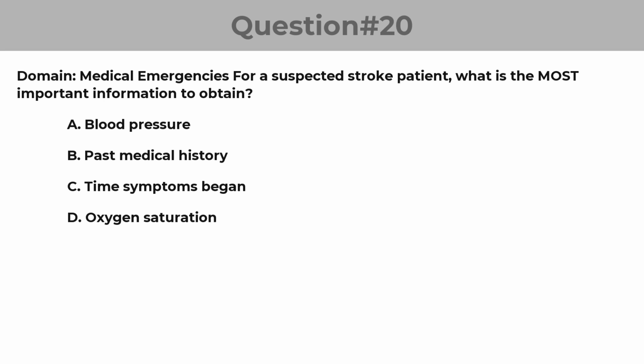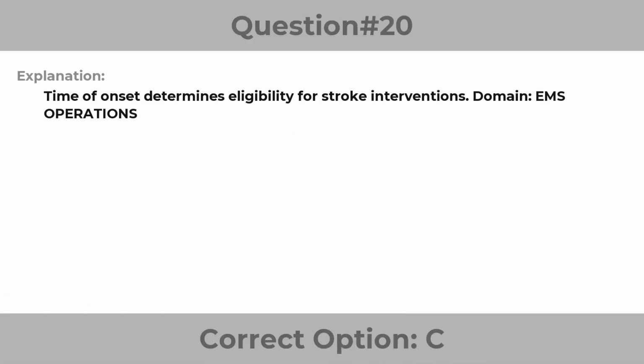Question 20. Domain, medical emergencies. For a suspected stroke patient, what is the most important information to obtain? A. Blood pressure. B. Past medical history. C. Time symptoms began. D. Oxygen saturation. Correct answer C. Explanation: time of onset determines eligibility for stroke interventions.